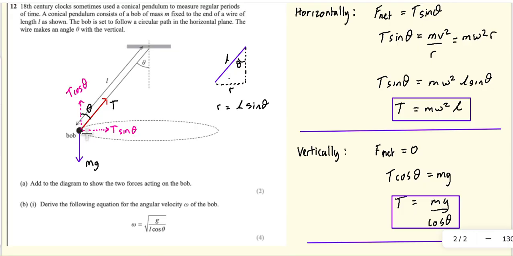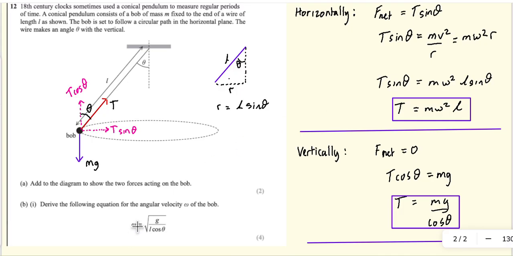Horizontally there's only one force, which is T sine theta. So that force T sine theta is acting towards the center of the circle, directly towards the center of the circle, and that is providing the centripetal force. So the net force of T sine theta is causing this object to move in a circular motion. So T sine theta equals mv squared over r.